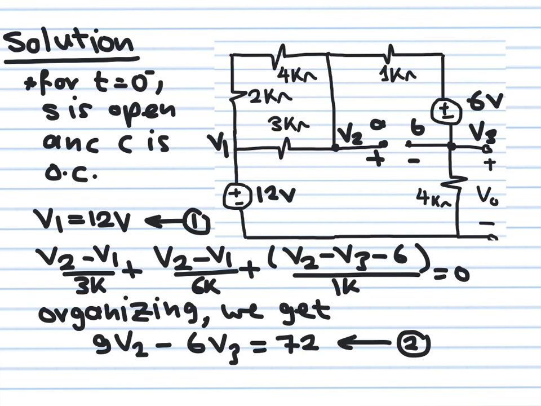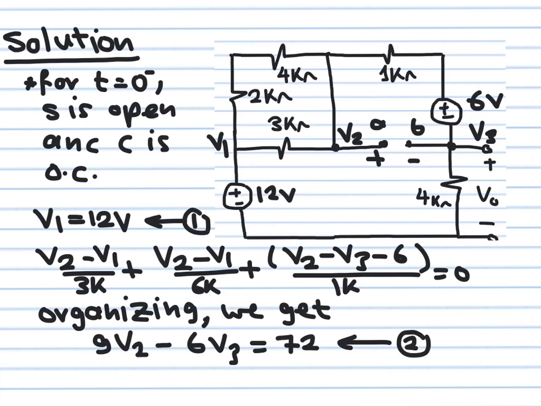If you do this organization, and I recommend that you pause the video for a second and do this simplification, you get this equation here, which is 9V2 minus 6V3 is equal to 72. Notice that I got rid of V1 because I know what V1 is. V1 is equal to 12 volts. I got rid of it, and it's a constant coefficient. I moved it to the other side, and I added it to the 36 I got from here. Okay, so we got the first equation.